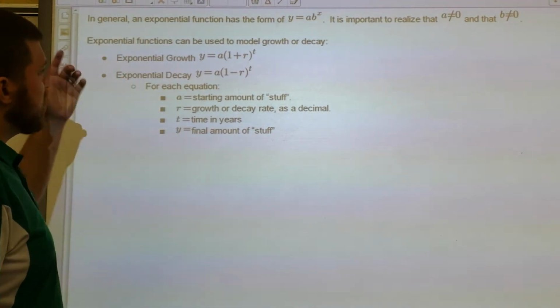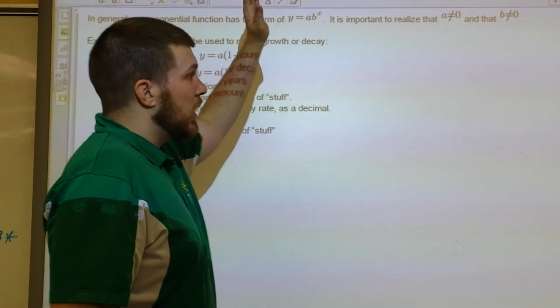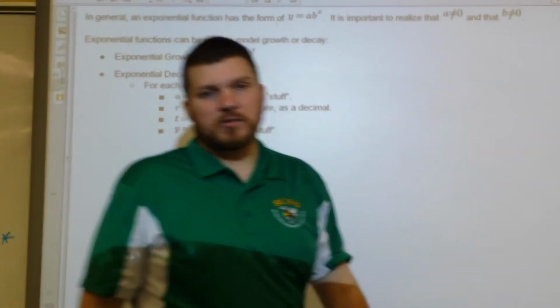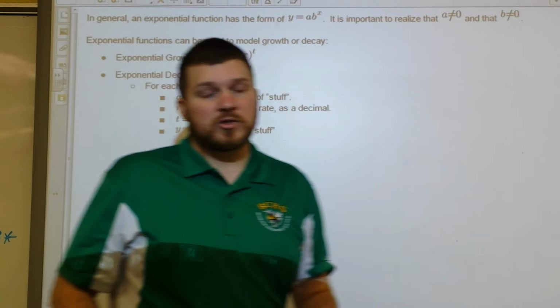So first off, in general, an exponential function is y equals a times b to the x power, where a cannot be 0 and b cannot be 0. So just keep that in mind. If you don't have these two conditions met, then it's not an exponential function, so forget about it. You got something else.